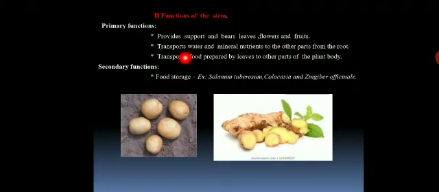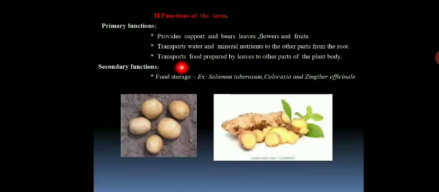Afterwards, the stem has the capacity to transport water as well as dissolved mineral nutrients present in the soil, and it distributes them to the other parts of the plant from the root system to the shoot system. That is the second function.